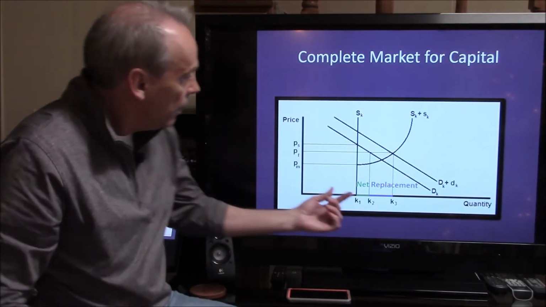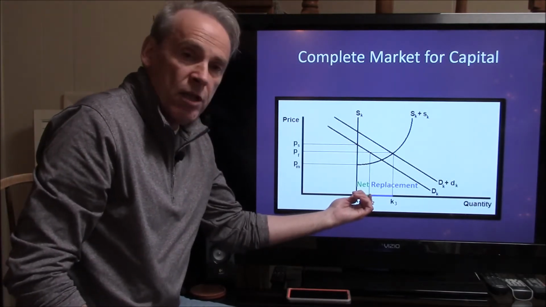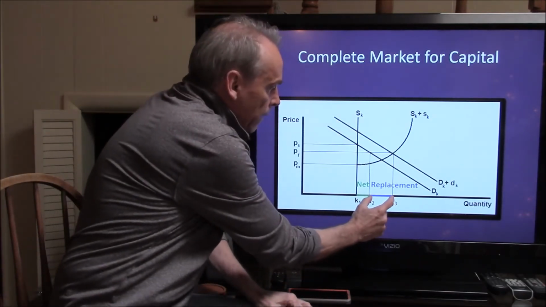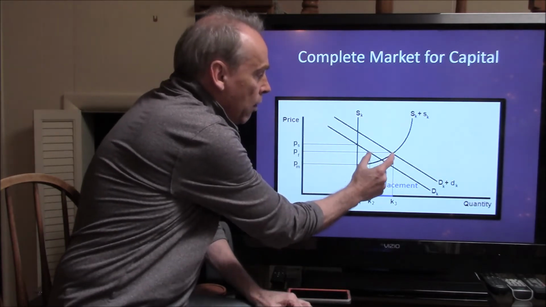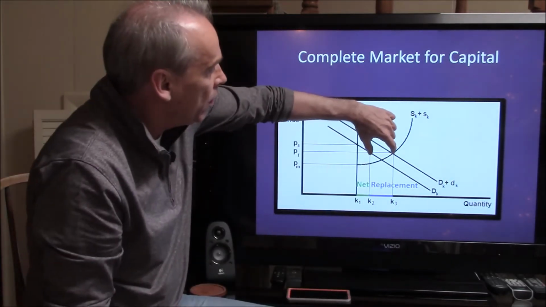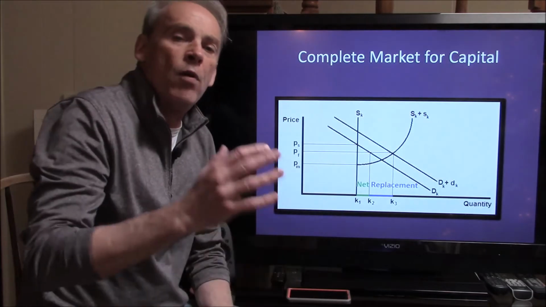This much was net. This much was brand new. This much was replacement. How do I know that? Because it's the gap between the two curves. I already said that's what that was. The gap between the two curves is just stuff that wore out.